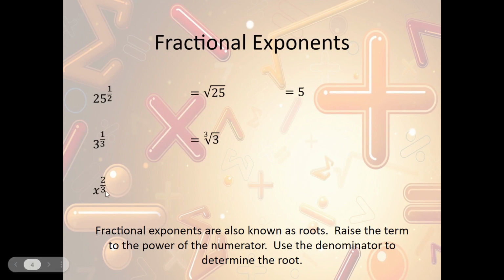Now we have x to the 2/3 power. So what we're going to do is take x and raise it to this power. So it should be x squared. And then we're going to take the cube root of that. So the third root of x squared. And we should notice that there's no number that we can multiply by itself 3 times to get x squared. So we just leave it as cube root of x squared.